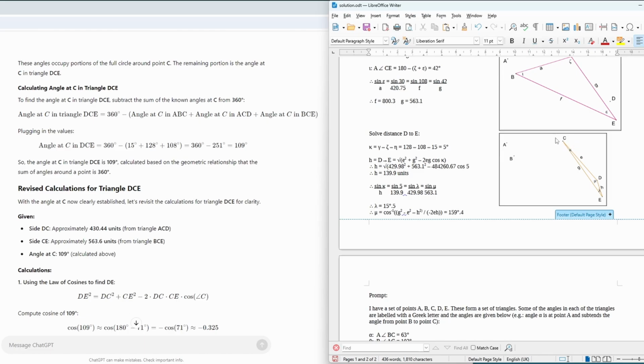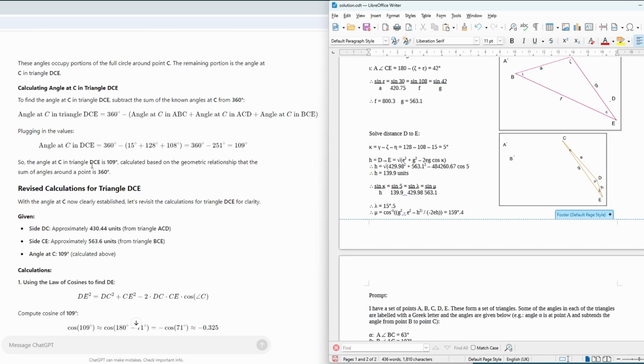There is nothing here which is 360 degrees. So it is incorrectly subtracting these values from 360 degrees to get 109, when in actual fact what it needed to do was to take the total angle at point C from A to D, subtract the angle at C from A to B, and the angle at C from B to E, which will then give you the remainder, which is 5 degrees, and that's the calculation I've done there.